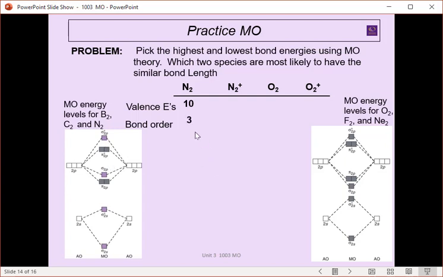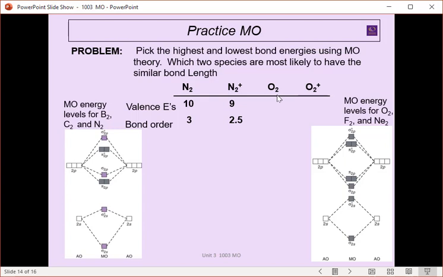Bond order is 3. Now, if I had an N2 cation, that means I lost 1 electron. That makes it a 9. And if I stuck my 9 in here, I go 2, 4. My remaining 5 go up here. 1, 2, 3, 4, 5. I would have 5 bonding minus no antibonding. Cut in half would be a bond order of 2.5, which makes it a little weaker than the N2 molecule.